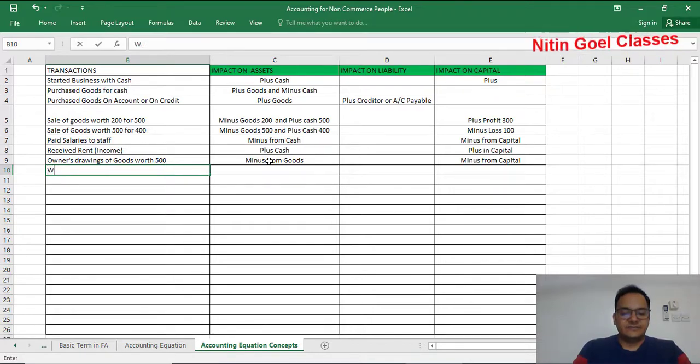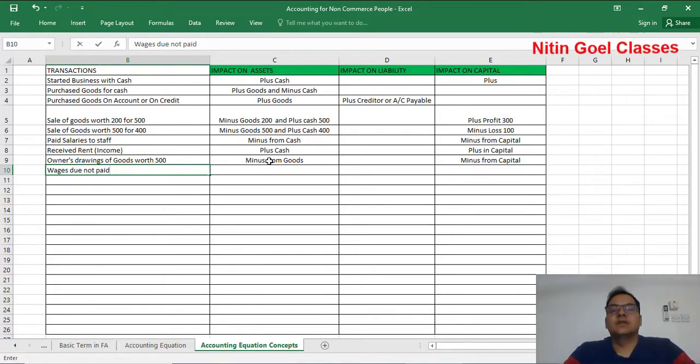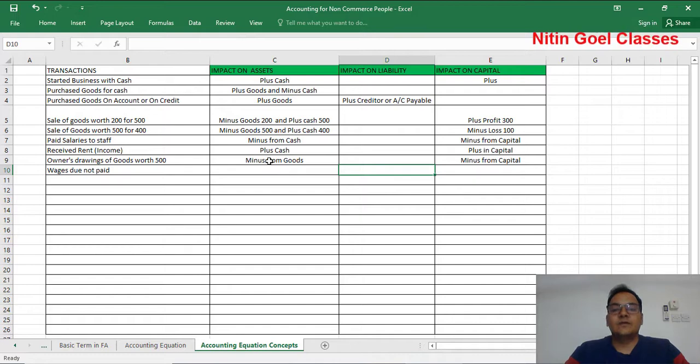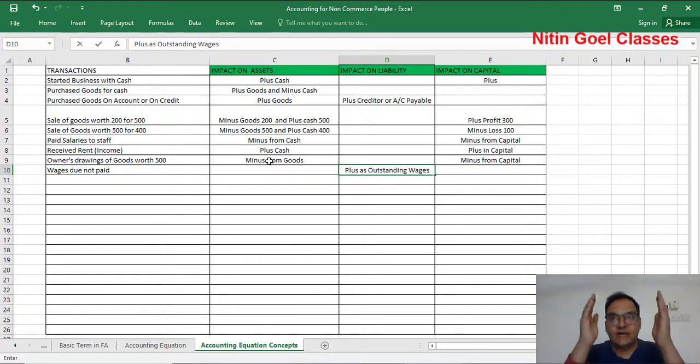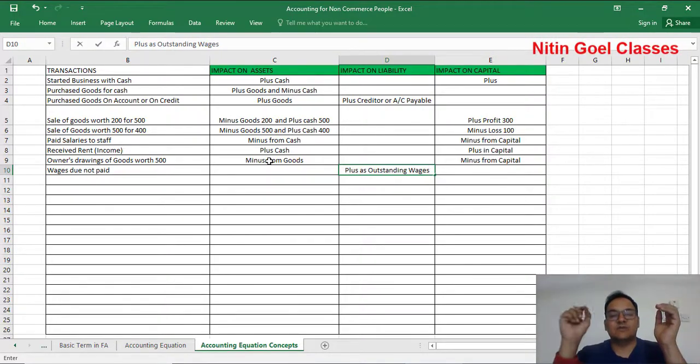Salary, let us say wages. Wages due, not paid. Wages are due, not paid. Any cash payment? The answer will be no. Any payment you have made? No. Is it asset or liability? The answer will come liability, which we have to pay to outsiders. So we write down plus as outstanding wages. So this we have to pay. So we will create one particular column of outstanding wages and we'll say this much amount is due.